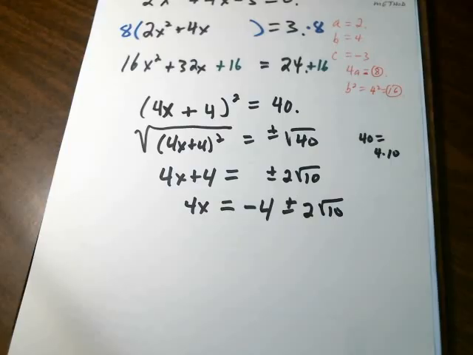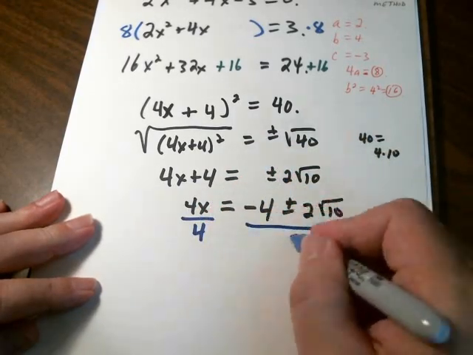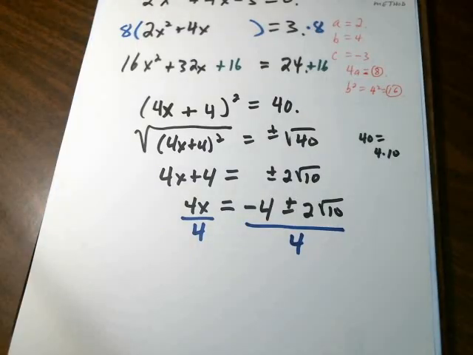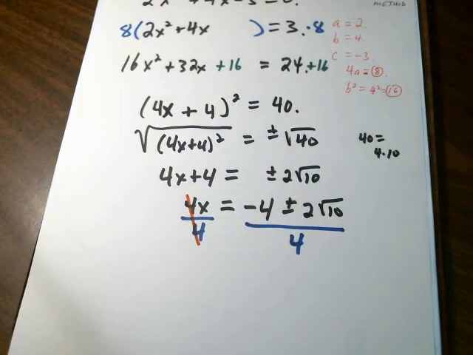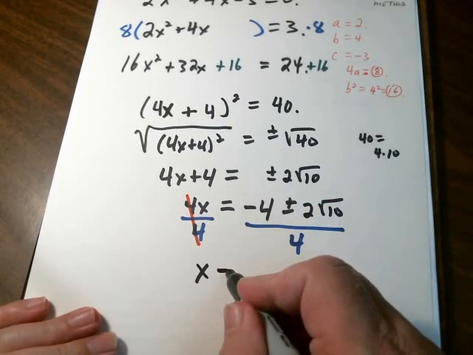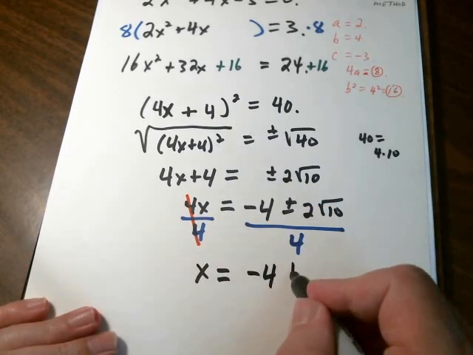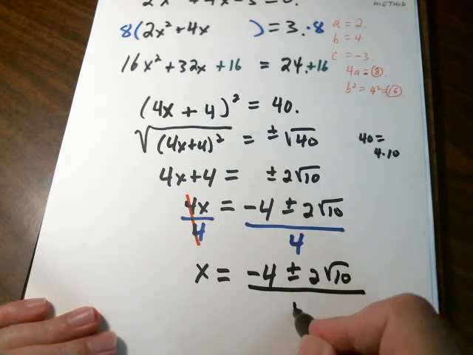Let's see here. How about I do that in blue here? I'm going to divide both sides by 4. And with that done, on the left side, the 4's cancel out. And on the right, we'll just leave this as it stands here, not to make this more complicated than necessary. We have -4 plus or minus 2 radical 10, all over 4.